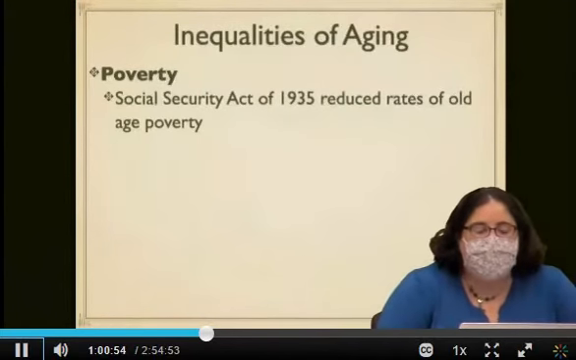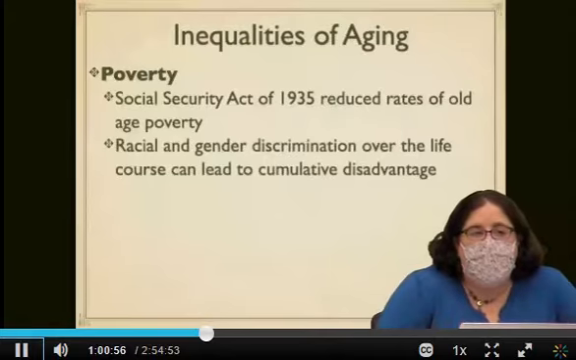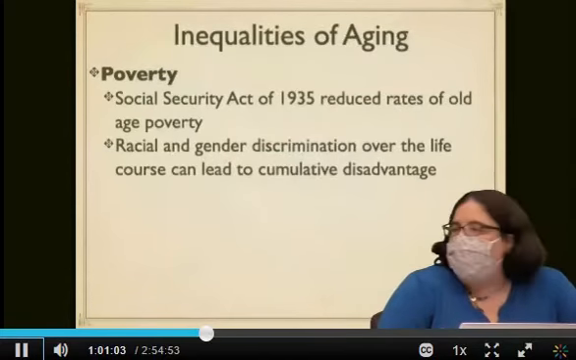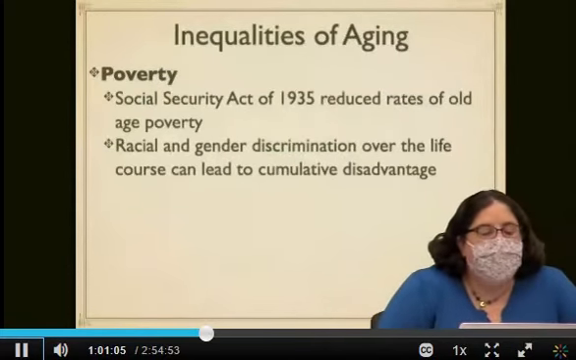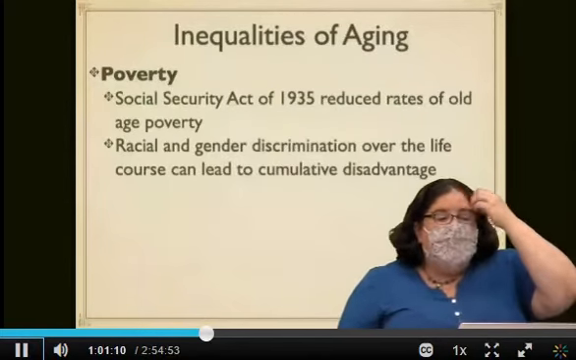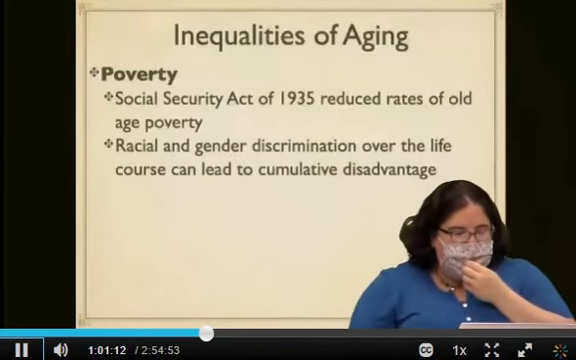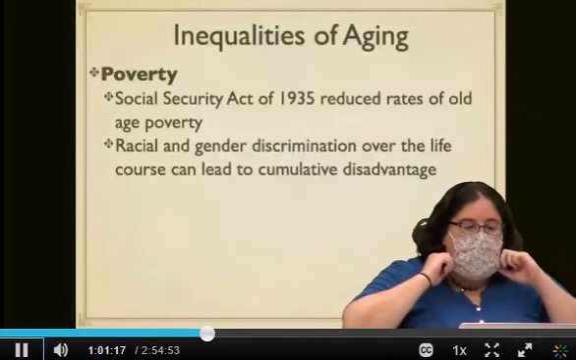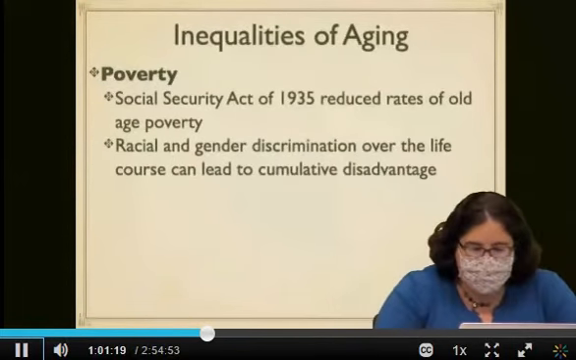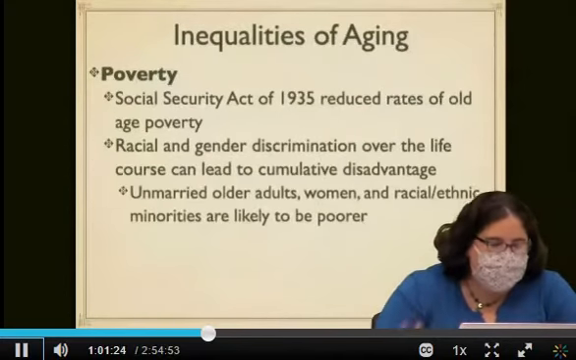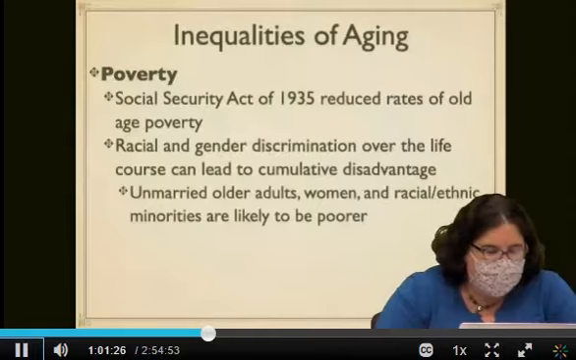However, that's a general aggregation of all elderly people, and when you look at racial and gender minority groups, you see a huge discrepancy, right? People of color and women, especially women who live alone who are elderly, have much higher poverty rates than whites or married couples or men who live alone, right? So unmarried older adults, women, and racial and ethnic minorities tend to be poorer.